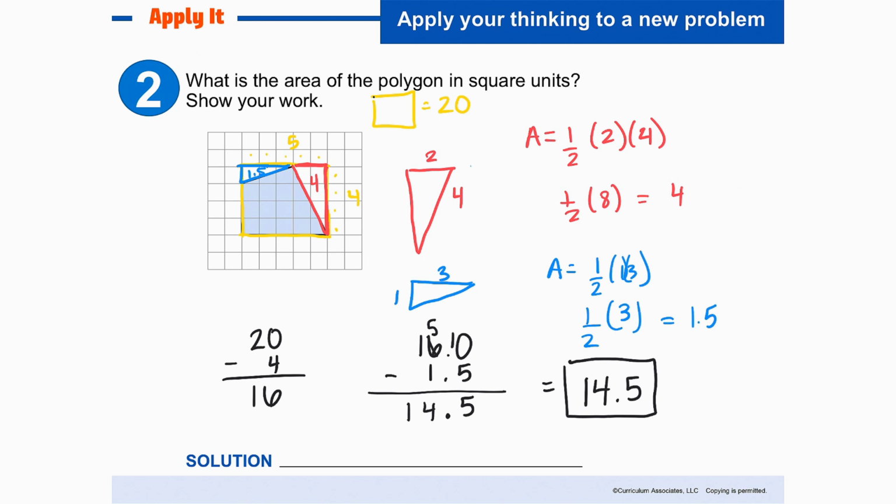Okay, if you were to use the different shapes that I drew for you in the beginning, that also would result in 14.5. Okay, so again, if we were to do this guy, and that guy.